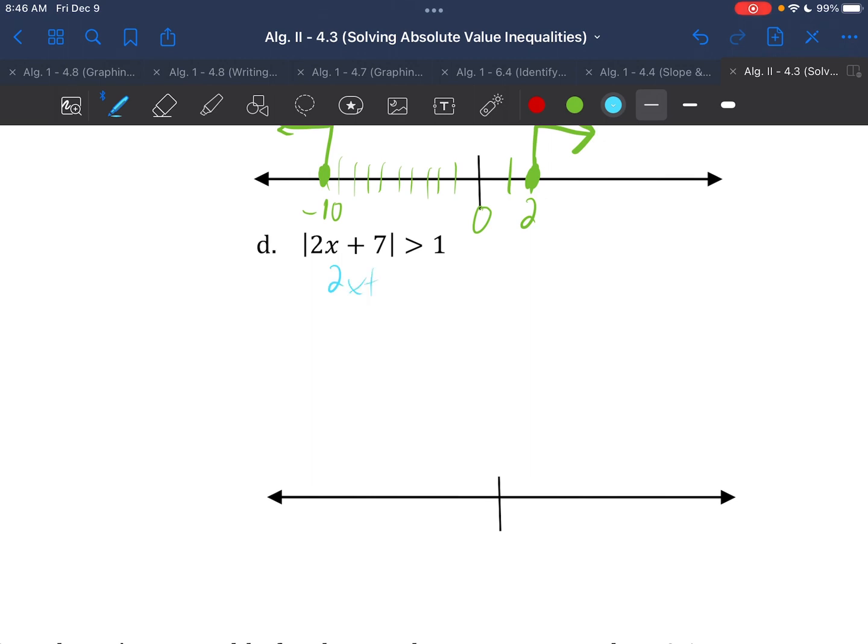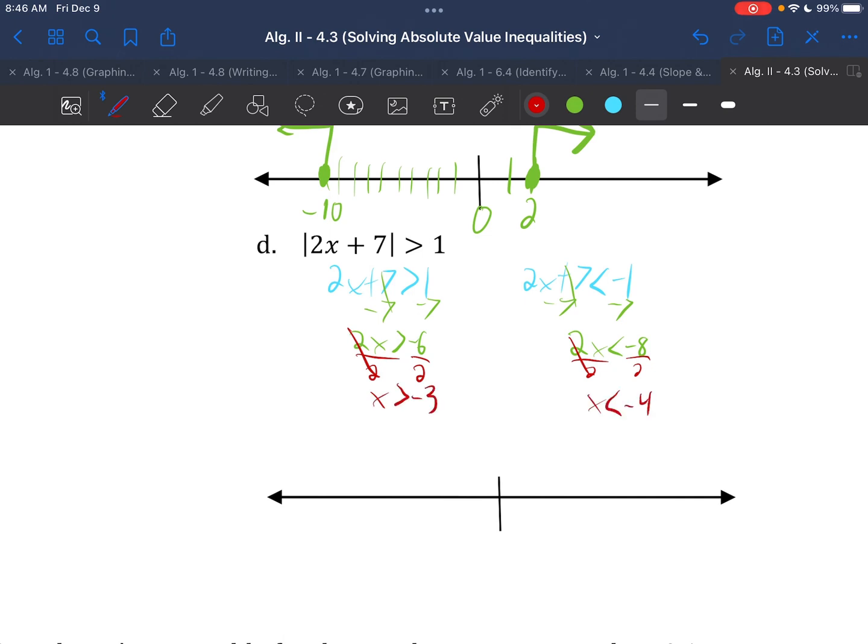On to D, once again, try this one on your own. The absolute value is by itself, so we make two inequalities. 2x plus 7 is greater than 1. 2x plus 7 is less than negative 1. Subtract 7. 2x is greater than negative 6. 2x is less than negative 8. Divide by 2. Divide by 2. x is greater than negative 3. x is less than negative 4.